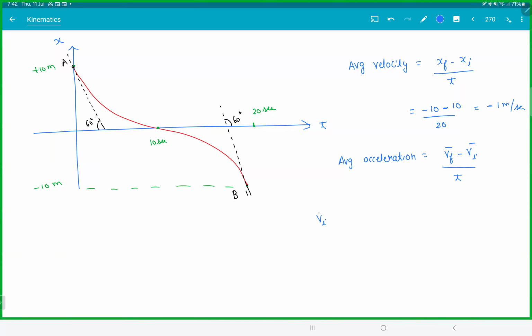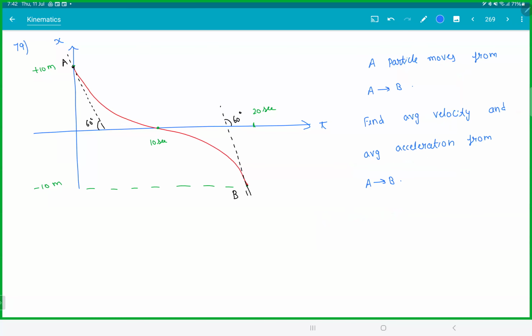Now, what is v initial? Slope. Where? Slope at A. What is the slope at A? Tan 120. The angle should be taken with the positive x-axis, which is minus root 3. V final, which is slope at B. I made a mistake. Wait, I got it. Why did you get wrong answers? I wrote this wrong. So Janil, I think you also took it wrong. This is 60 degrees, right?